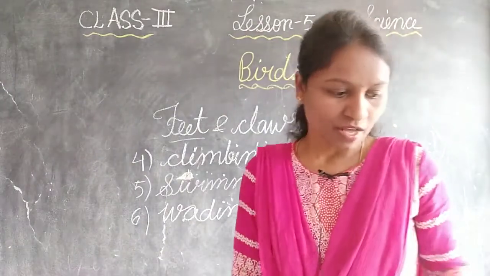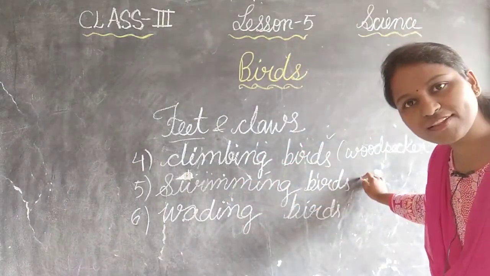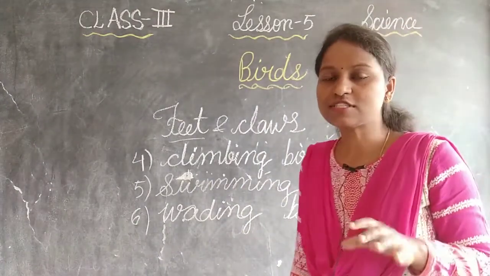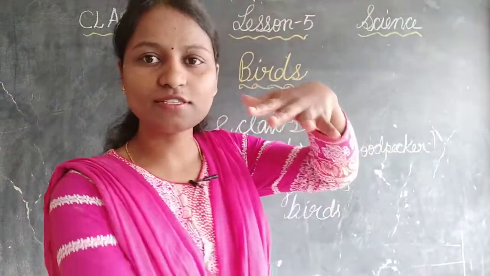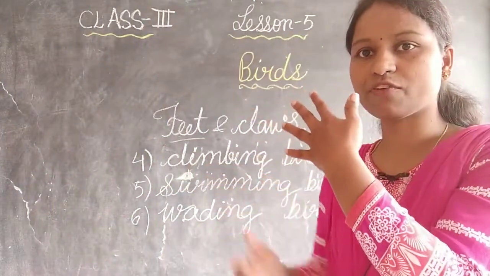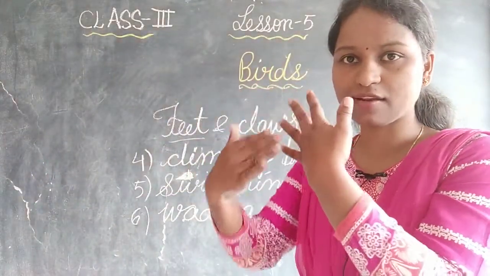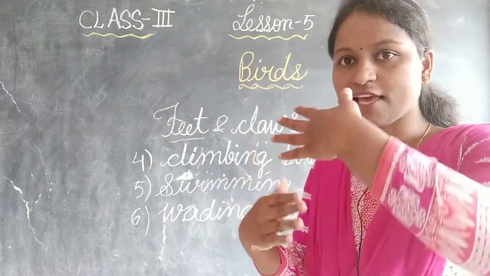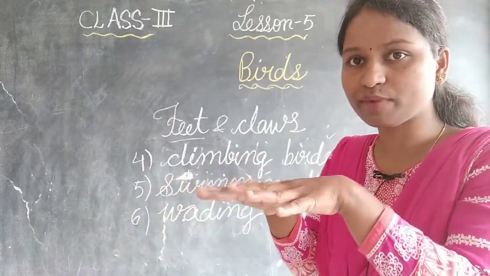Okay children. Now the next one is swimming birds. Could you please tell me what the swimming birds are? Yes, like the duck. The duck has webbed feet. If you see this, it is like a webbed foot. All the toes are equally and parallelly shaped so that they can swim, and they are called webbed feet.